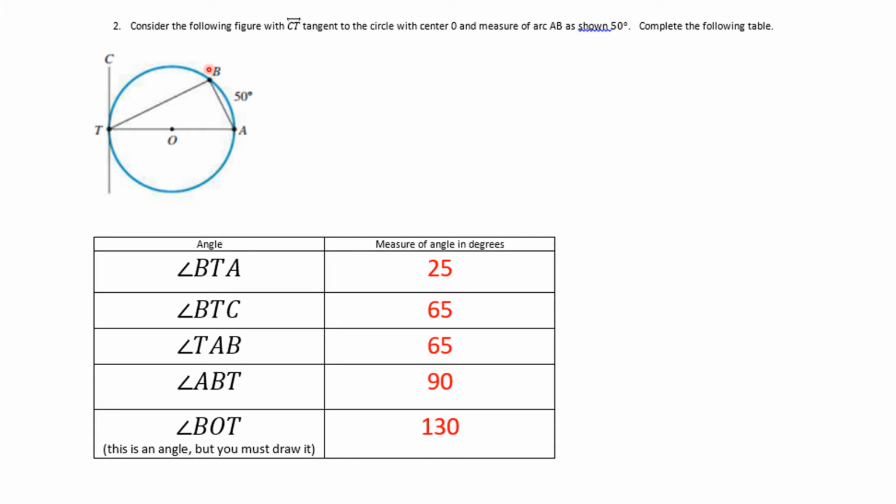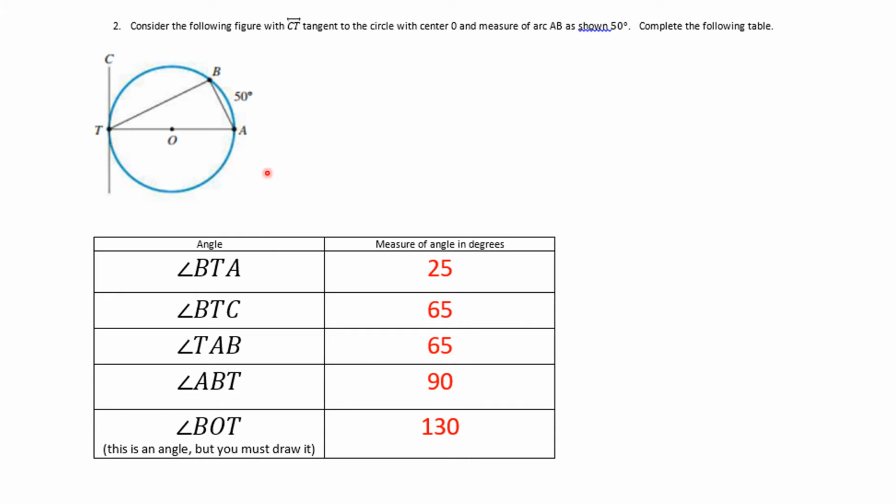TAB. Now TAB, this is again an interior angle. It's 1/2 the measure of the intercepted arc. But this entire arc here is 180 degrees, and this is 50. That means that's 130. So this is 1/2 of 130, or 65.